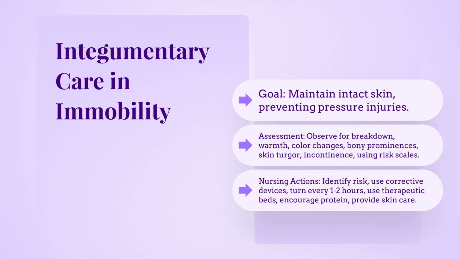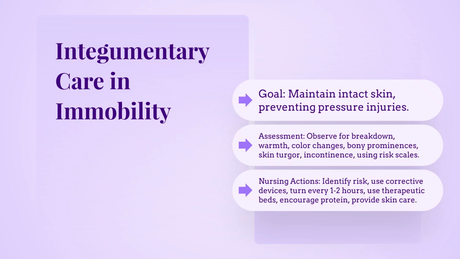So our goal for skincare, maintain that skin integrity, prevent those pressure injuries. We're going to observe for breakdown, warmth, color changes. We're going to look at all the bony prominences. We're going to try to pad them if we can. We're turning every couple hours. We're looking at skin turgor, incontinence. We're using those risk scales like the Braden pressure injury scale. We're doing all the things that we can to help prevent those injuries.